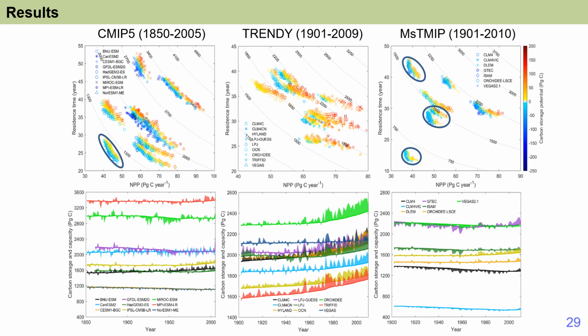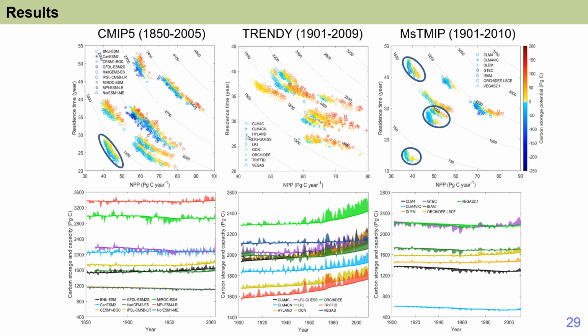Each panel is 1 MIP. The solid lines are transient carbon storage. The shaded outlines indicate carbon storage capacity, and shadings show carbon storage potential. The global carbon storage and carbon storage capacity vary substantially across these models. The large range of carbon storage across these models is related to that of carbon storage capacity.